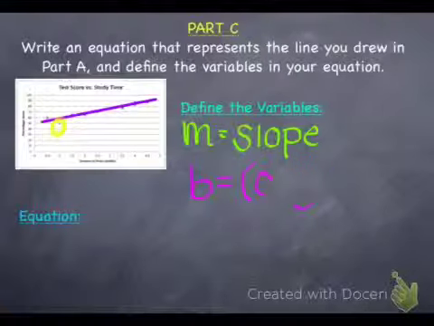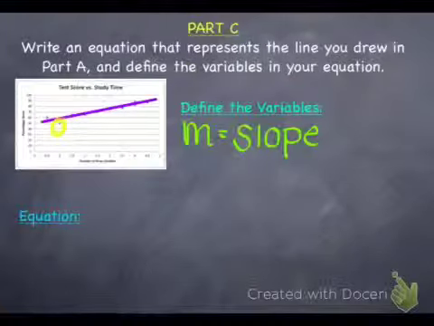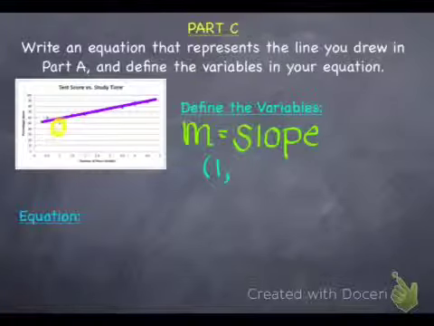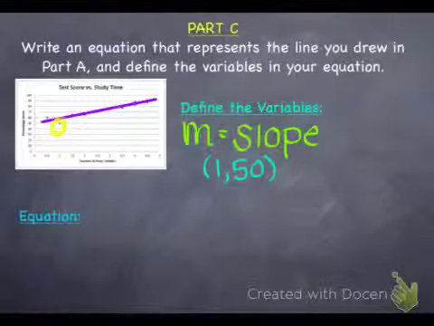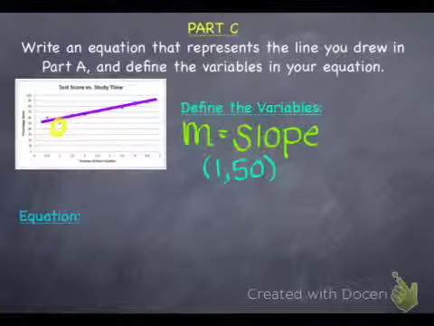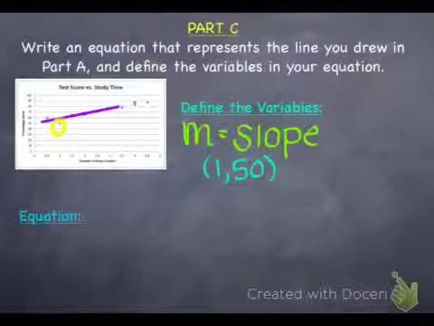I'm going to erase this for a second. It's at 1 hour of studying and their score was approximately a 50%. And then we can pick another coordinate, and I'm going to just erase this line a little bit so I can really see this point.